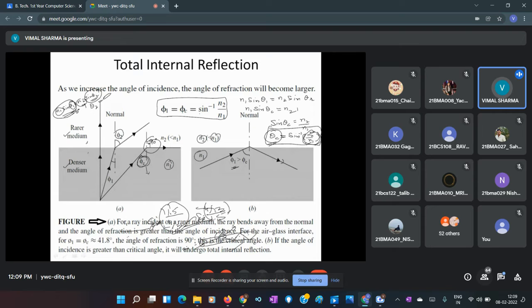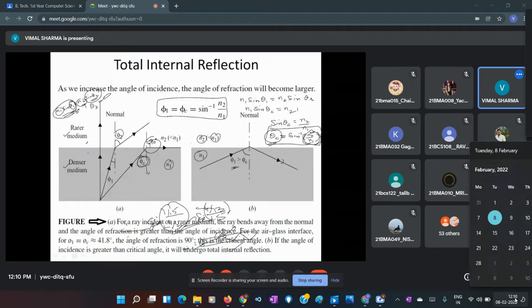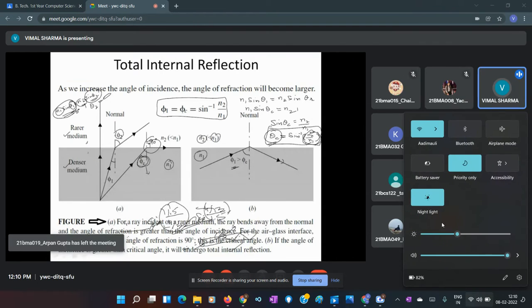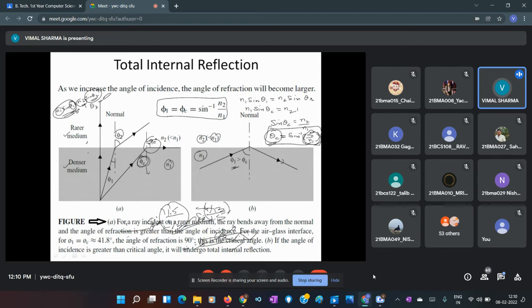Okay, so it depends on this ratio, that is n2 over n1. n2 is the refractive index of the rarer medium and n1 is the refractive index of the denser medium. So whenever the angle of incidence of this ray is sine inverse of n2 over n1, then we see that the refracted ray starts grazing the interface, or it makes an angle of 90 degrees with the normal.